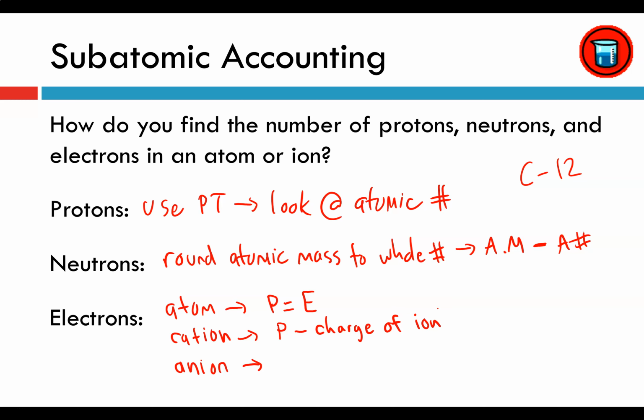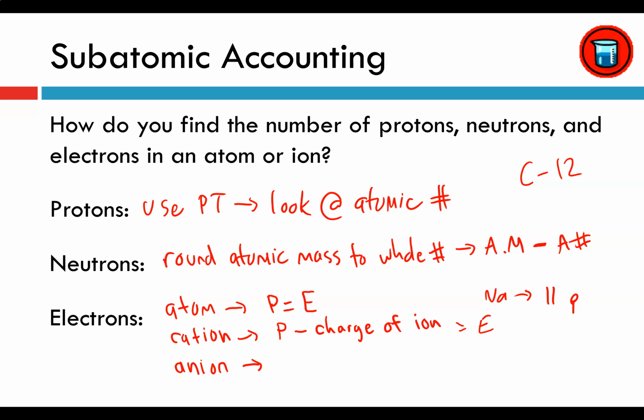We looked at sodium, for example. Sodium has 11 protons in its nucleus. When it becomes a +1 ion, it's lost an electron, so I can take the number of protons, in this case 11, and subtract the charge of the ion, which was +1, and I end up with the total number of electrons in that cation.